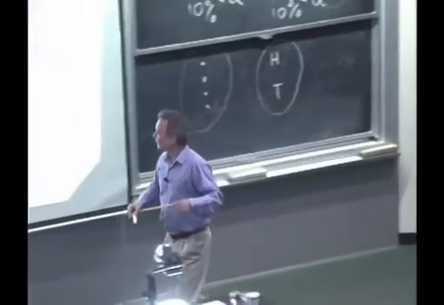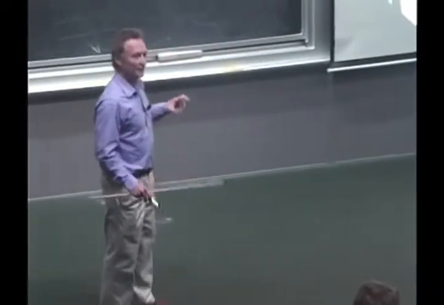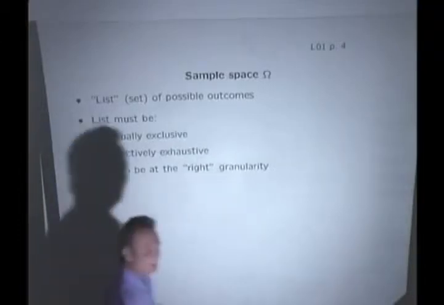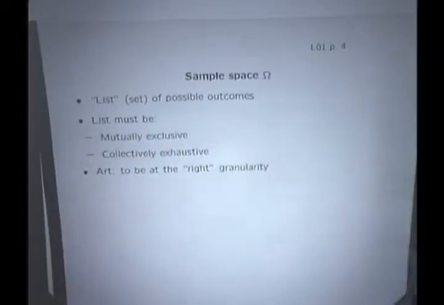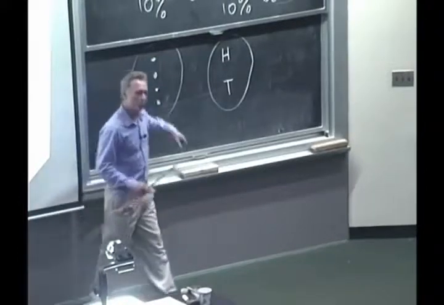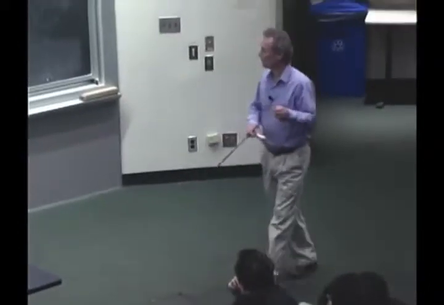Okay, what do we need to think about when we're setting up this sample space? First, the list should be mutually exclusive, collectively exhaustive. What does that mean? Collectively exhaustive means that no matter what happens in the experiment, you're going to get one of the outcomes inside here. So you have not forgotten any of the possibilities of what may happen in the experiment.